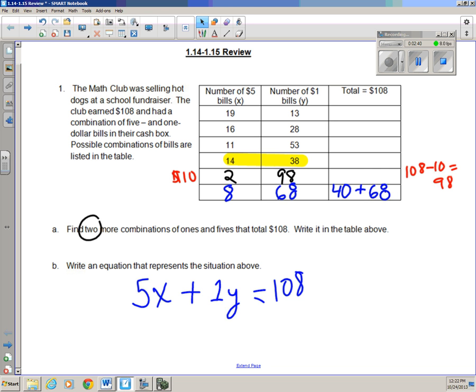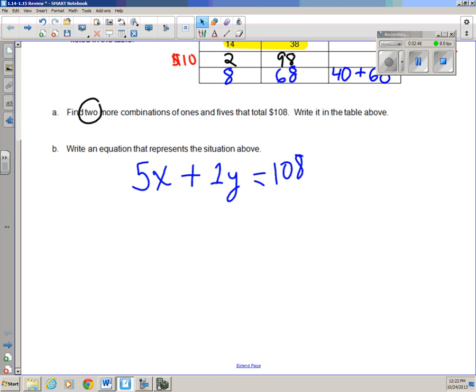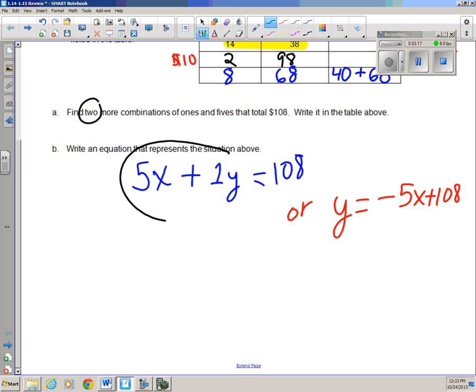We can manipulate that any way we want and get it into y equals mx plus b. That would be an equation also. But we're not asking you to do that, but just in case we wanted you to graph this by y equals mx plus b, another equation that's okay would be y equals negative 5x plus 108. All you're doing is subtracting 5x from both sides. You could also get everything in terms of x equals, and that's fine also. But I think the better equation right now is 5x plus 1y equals 108. So let's use that equation on the next page.